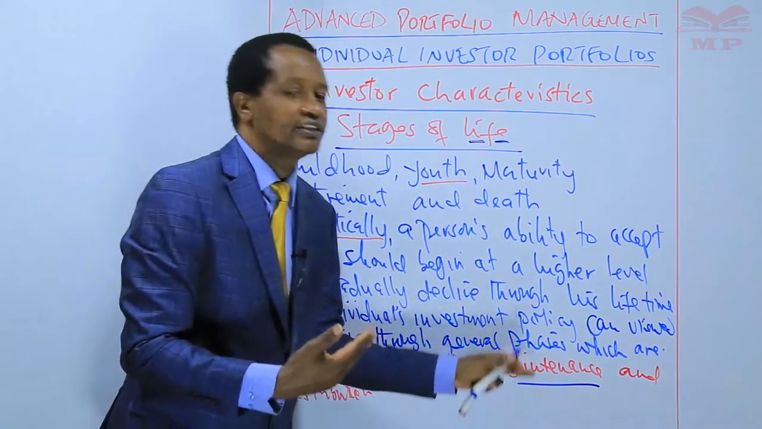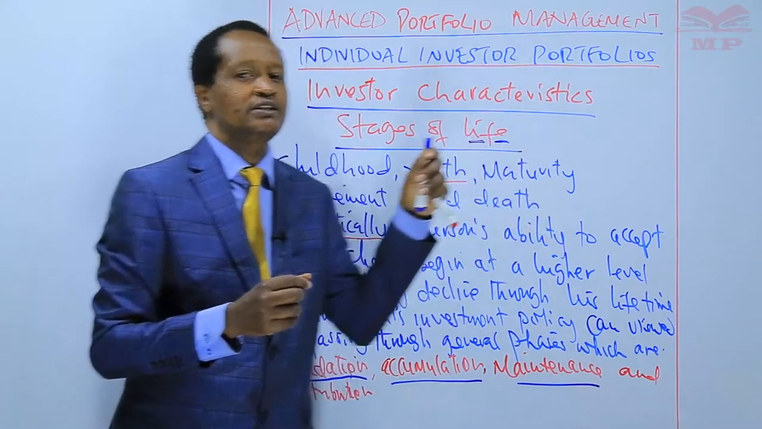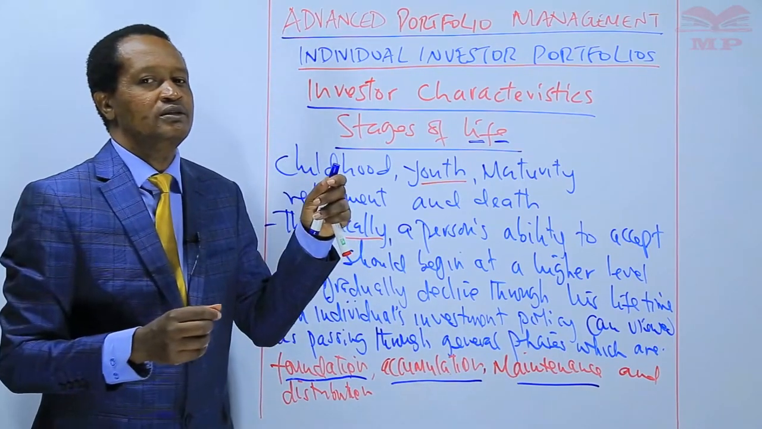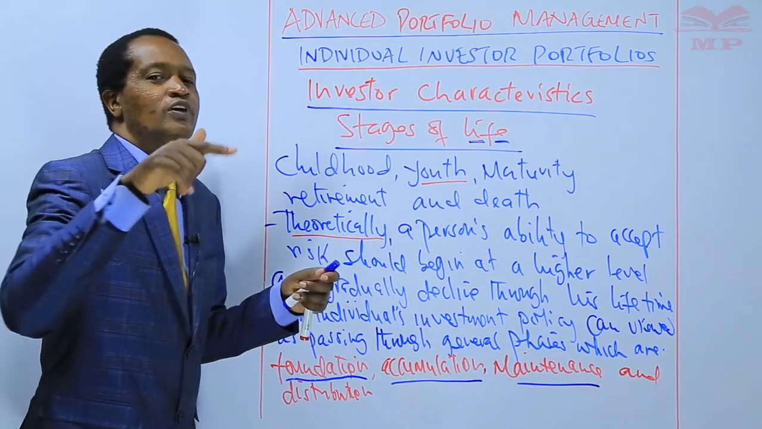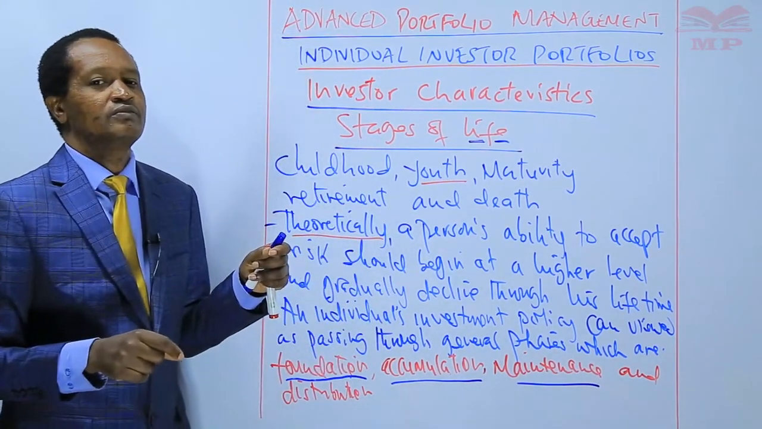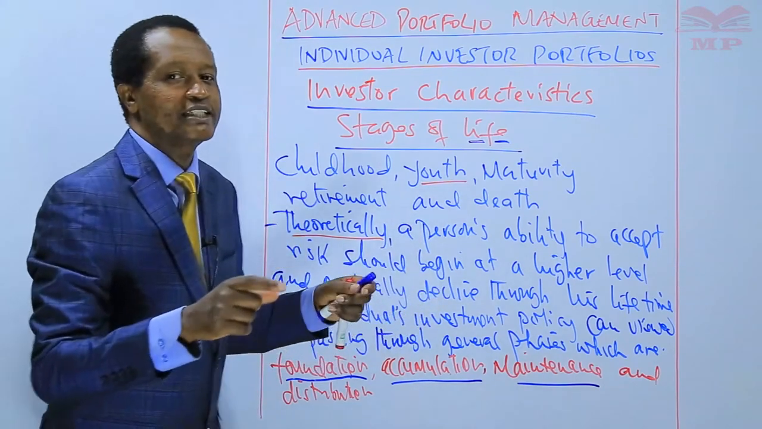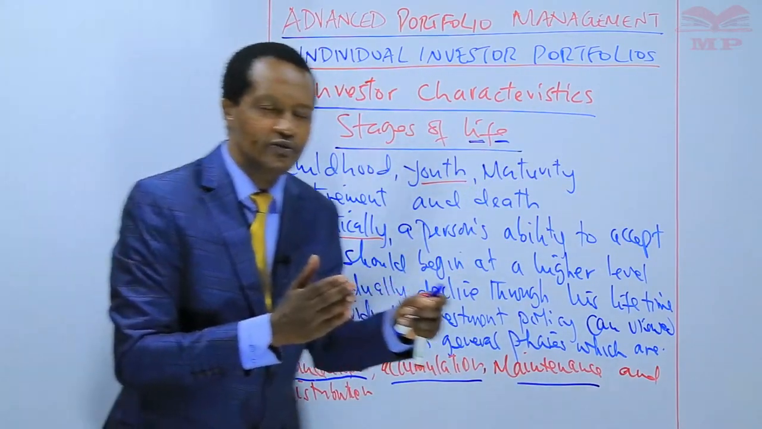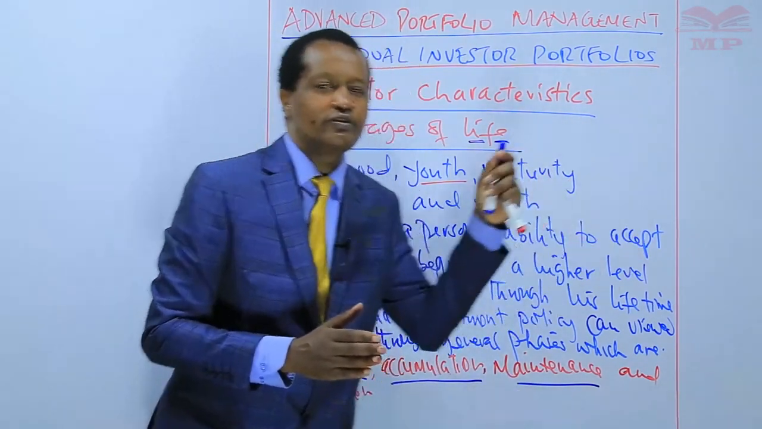So in the maintenance phase, investors will typically reduce exposure to higher volatility assets, like the common stocks, all right? But they will increase exposure to lower volatility investments, such as intermediate term bonds, because learners, the individual now has less time to recover from poor investment results. It's very little time, because we are talking of an individual who is in his later years of life.